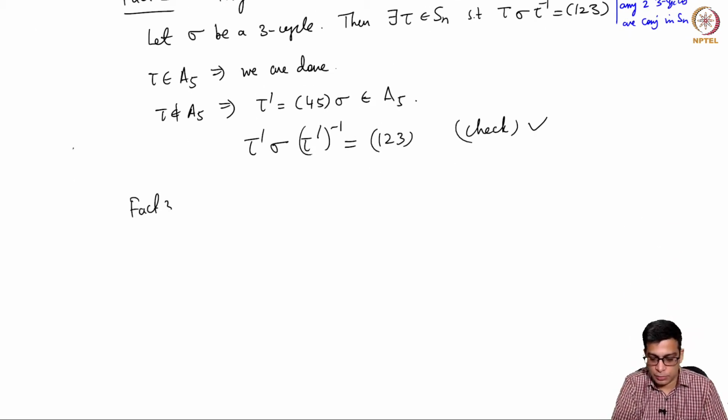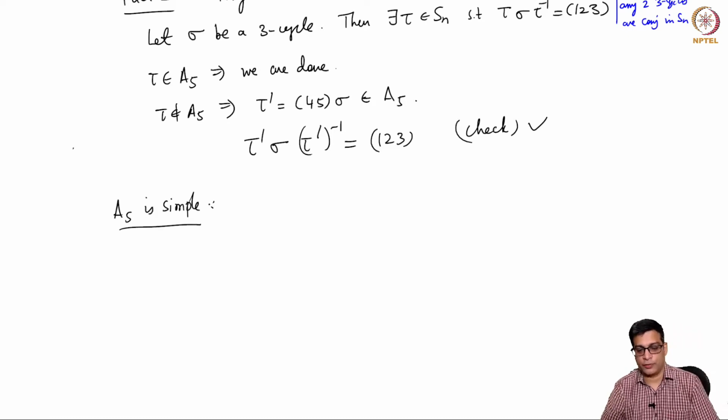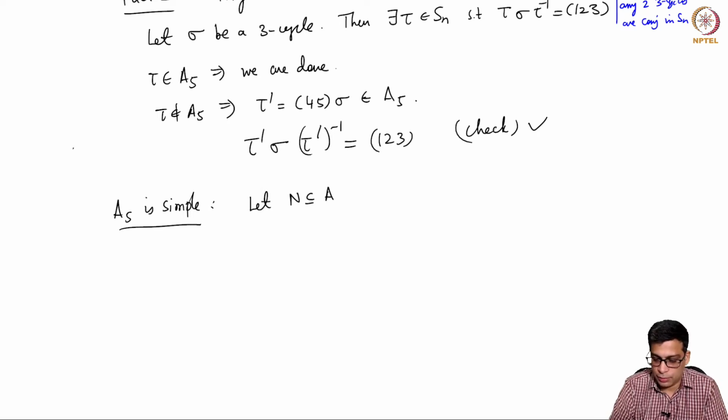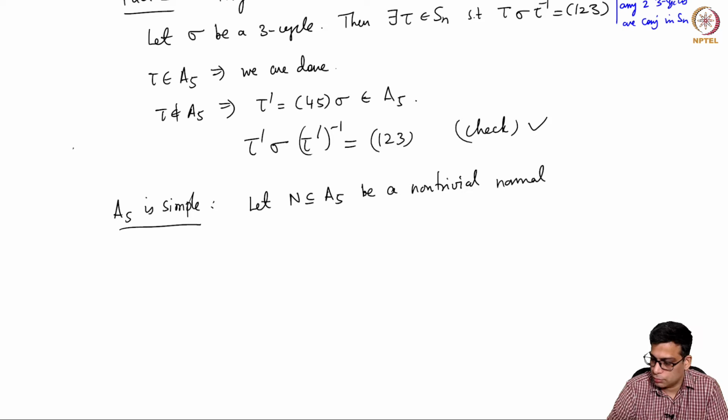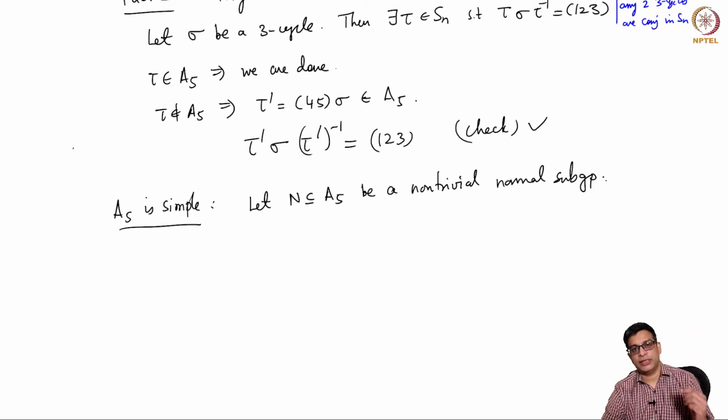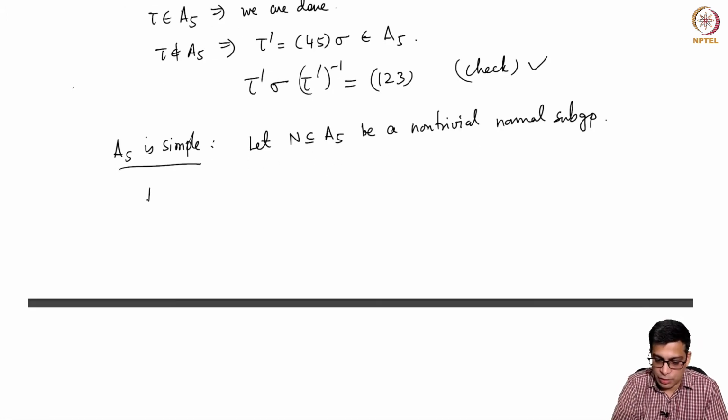And now fact 3, the final fact. This is not really a fact, but the proof of the simplicity: A5 is simple. What is simple, by the way, I should have recalled for you. Simple means the only normal subgroups are the group itself and the trivial group. Let N be a non-trivial normal subgroup. Suppose N is non-trivial, then we claim that N is A5.